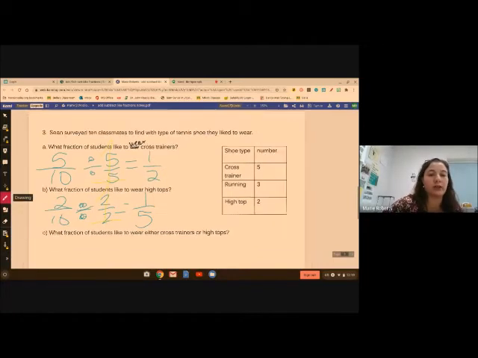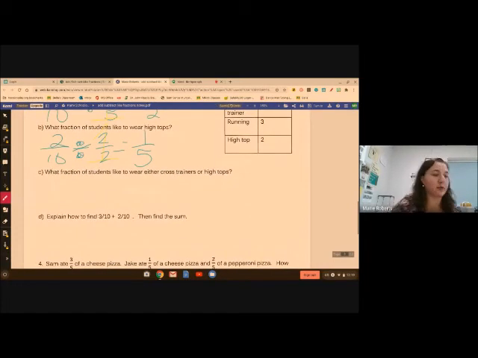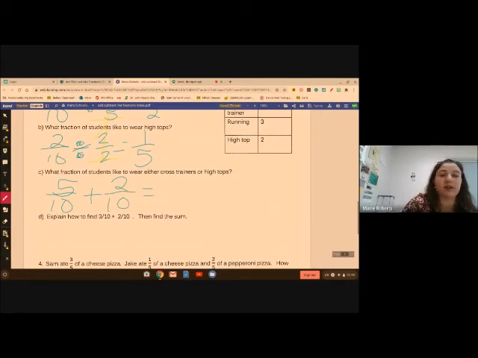Okay, what fraction of students like to wear either cross trainers or high tops? Cross trainers was 5 out of 10. High tops was 2 out of 10. If you can wear either one, you're adding those choices together. We did that on the last page. You get 7 out of 10.